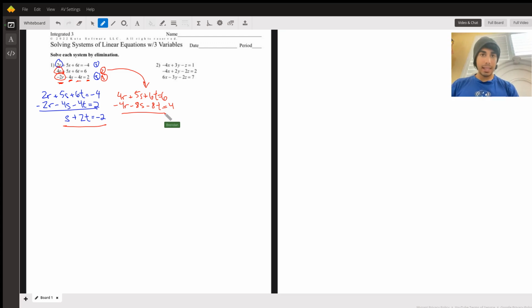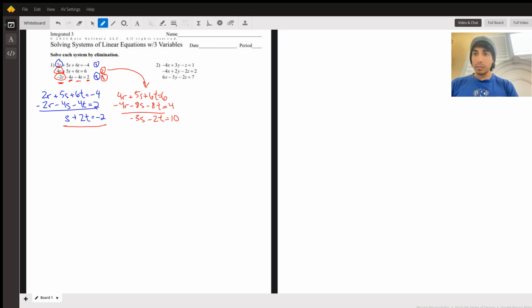All right, so let's go ahead, add these together, see what we get. 4r minus 4r, that's going to cancel out. That eliminates our r variable, which is good. That's what we wanted to do. 5s minus 8s is -3s. 6t minus 8t is -2t. And then 6 plus 4 is going to give us 10.